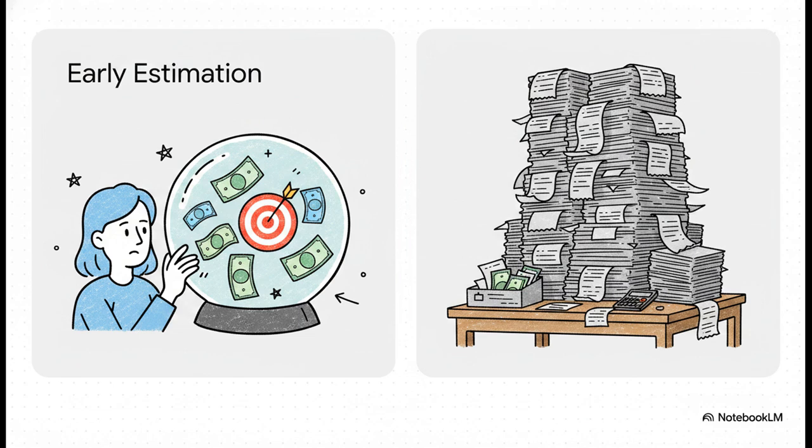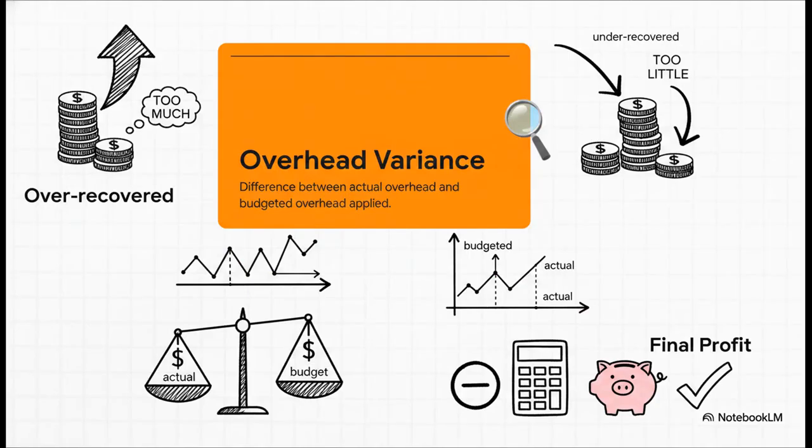Because we literally don't know the actual bills until the year ends, we have to use budgeted overheads, estimated rates, to make our day-to-day costing and pricing decisions. And since reality inevitably refuses to match our budgets perfectly, we end up with a discrepancy. When the actual bills finally arrive, we might find we applied way too much cost to our products, or maybe too little. This creates under-recovered or over-recovered overheads. It's a variance that we absolutely must adjust for in our final profit calculations just to keep our records accurate.